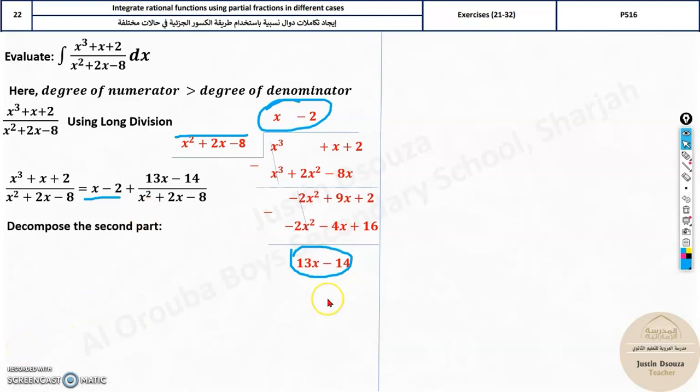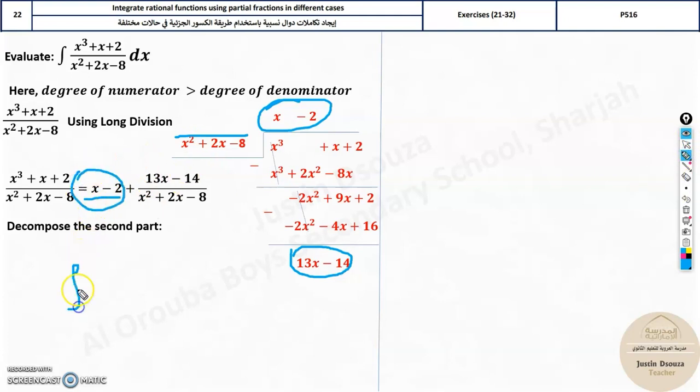Whatever is the remainder, sorry, it was cut. Whatever is the remainder is written divided by the divisor. Okay, all this remainder over divisor. But if you know the method, it's more than enough. Now what you do is, this is fine to integrate.